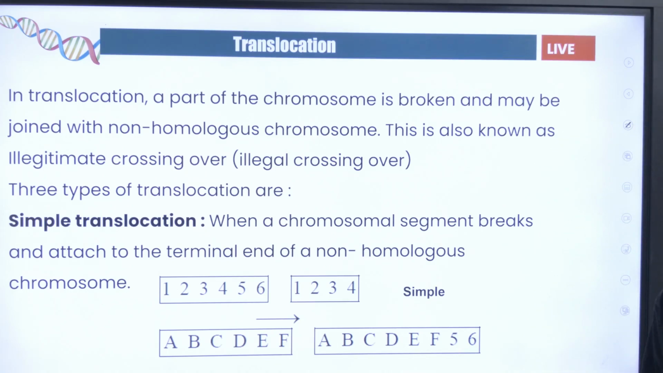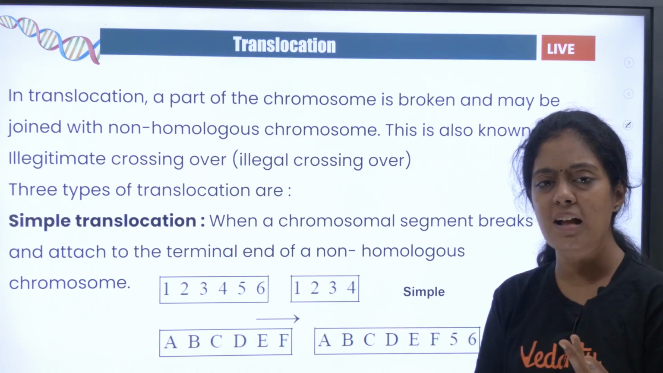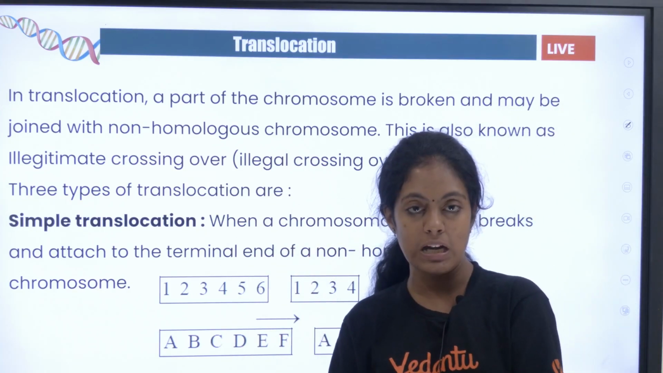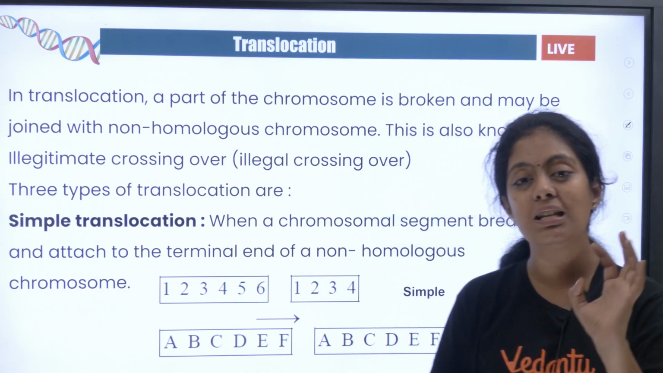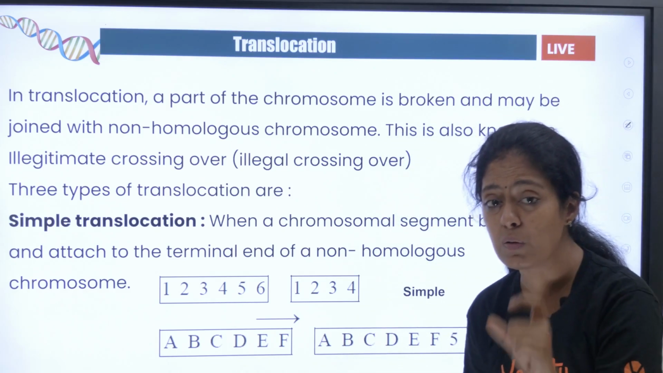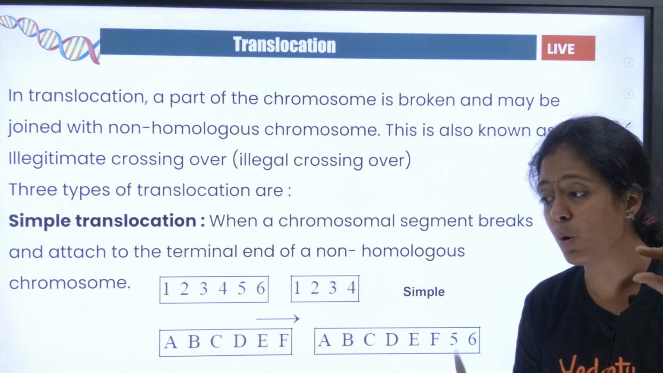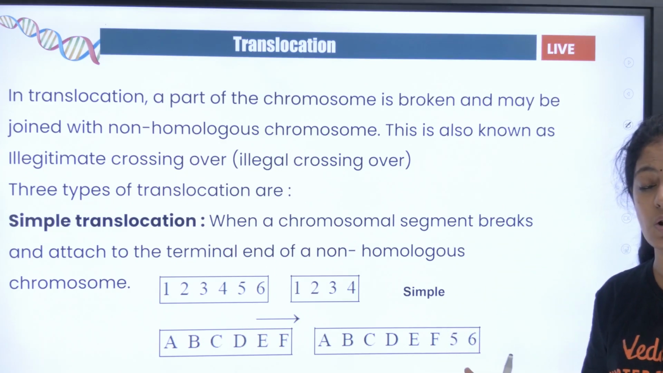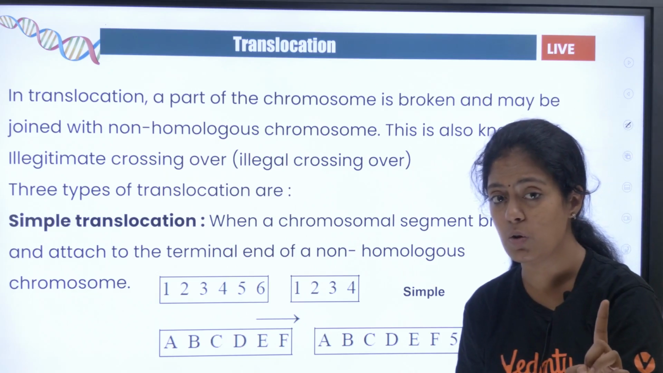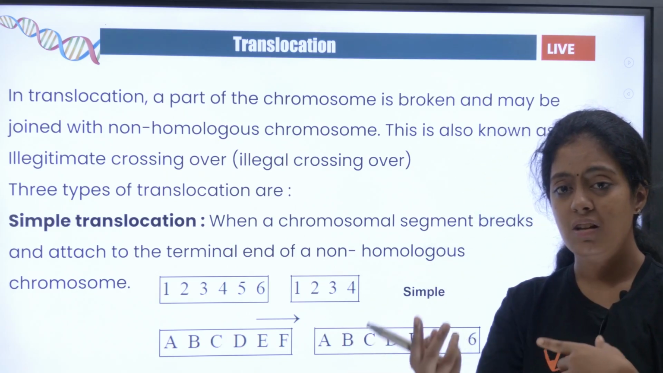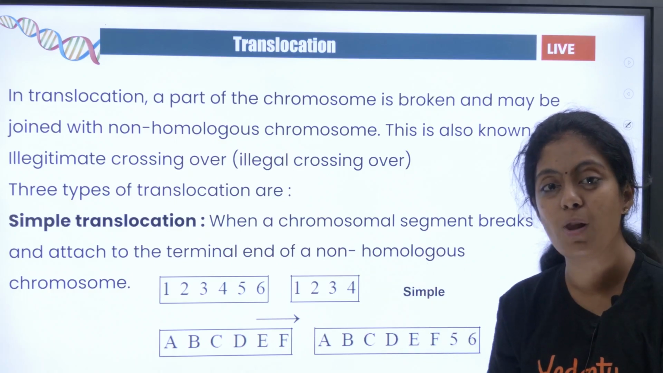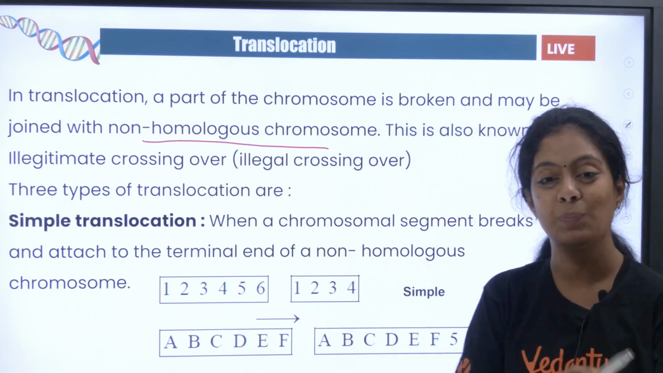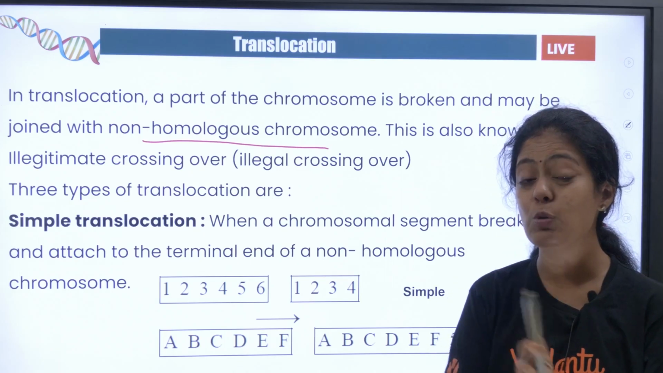So what is translocation? In general English, what does translocation mean? Shifting from one place to another is translocating. Correct? So what is actually happening? A part of the chromosome moves from one chromosome to another chromosome. That is what I call translocation. This is not like crossing over. Crossing over is an exchange and it happens between homologous chromosomes, and this is happening between non-homologous chromosomes. Remember, this happens due to mutagens.